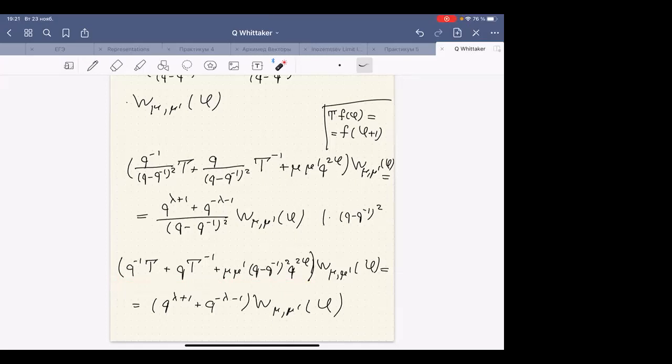So using quantum SL2, we have constructed some eigenfunctions for it with certain eigenvalues. And actually, this is all that I wanted to say today. So if you have any questions, please ask.